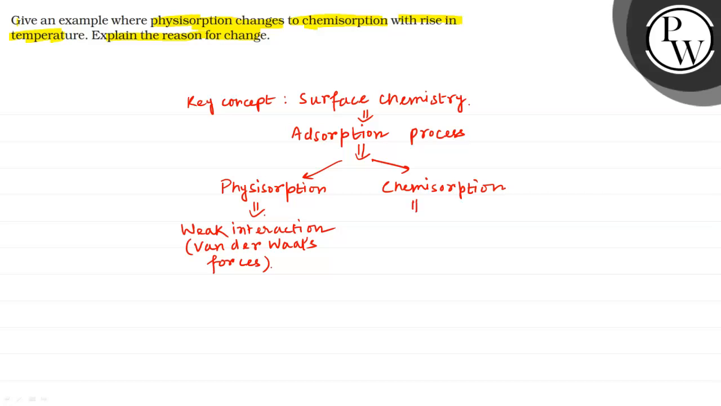And chemisorption happens when the gas molecules are adsorbed to the surface of the adsorbent by the formation of some chemical bonds. So through the formation of chemical bond it happens. That's why this type of interaction is very strong interaction between the adsorbate molecules and adsorbent. Chemical bond forms.